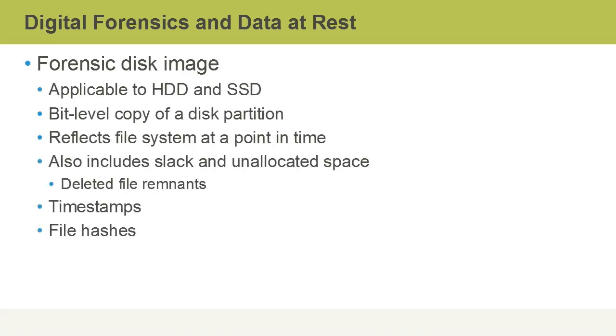Forensic disk images can be taken of the traditional hard disk drives, or HDDs, which are the traditional magnetic hard disks with spinning platters, or the newer SSDs or solid-state drives. Forensic disk images are a bit-level copy of a disk partition that reflects the file system at a specific point in time. It also includes slack and unallocated space on the disk, which can be useful to see deleted file remnants. Timestamps are crucial in terms that they be trusted from a trusted time source. File hashes are also important that they are taken of acquired data before we actually analyze the data and potentially make changes, despite the fact that we might be using hardware or software write blockers.